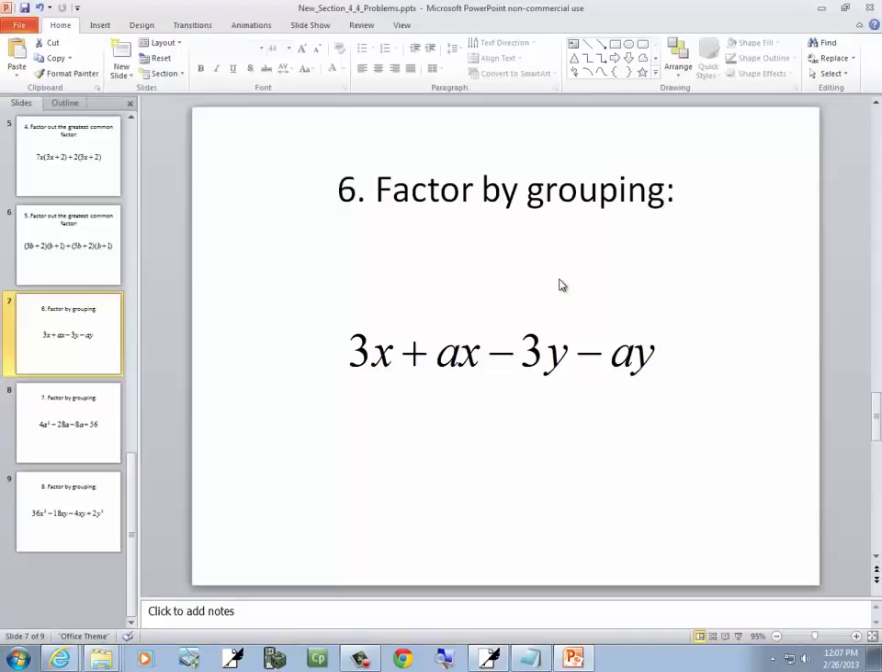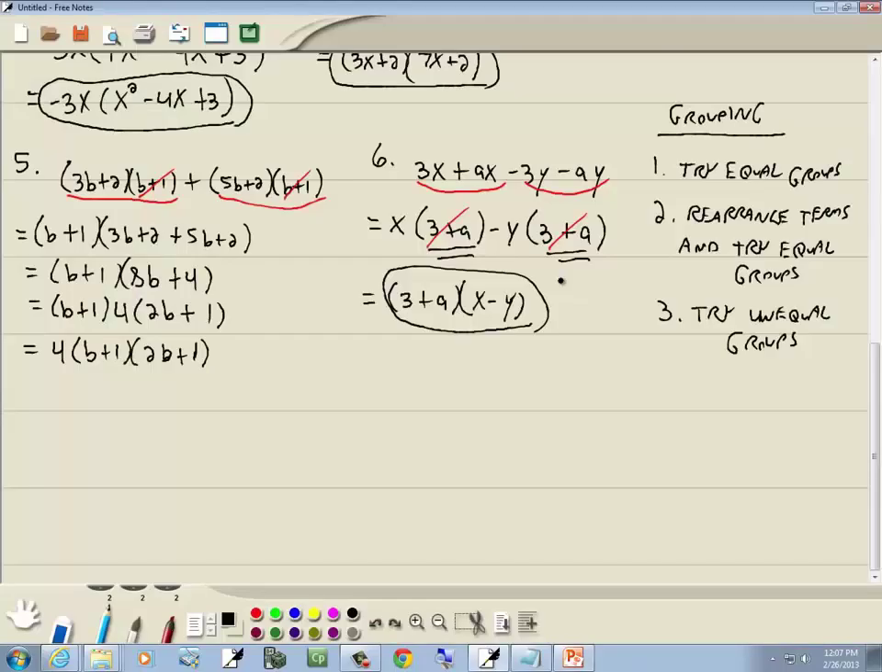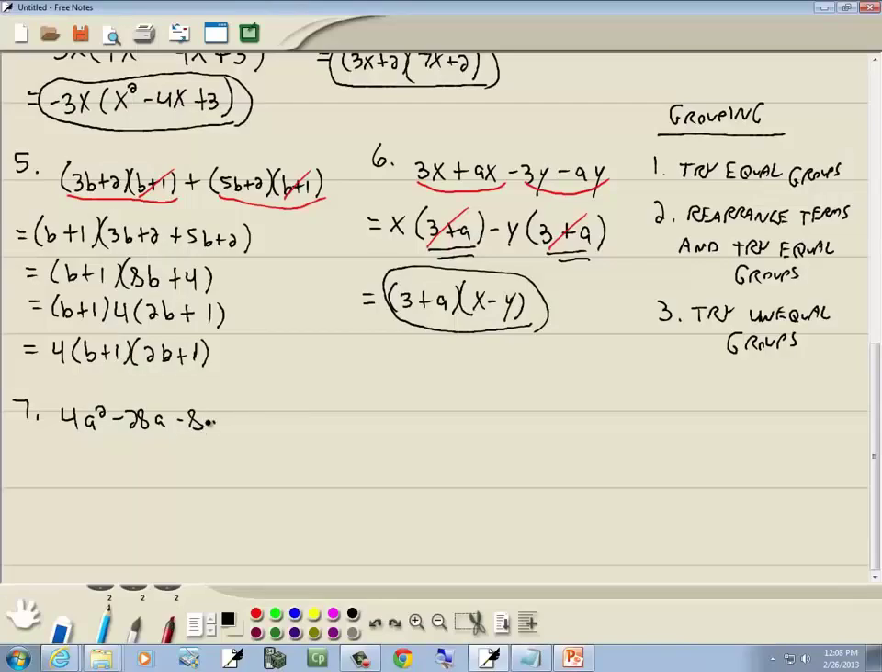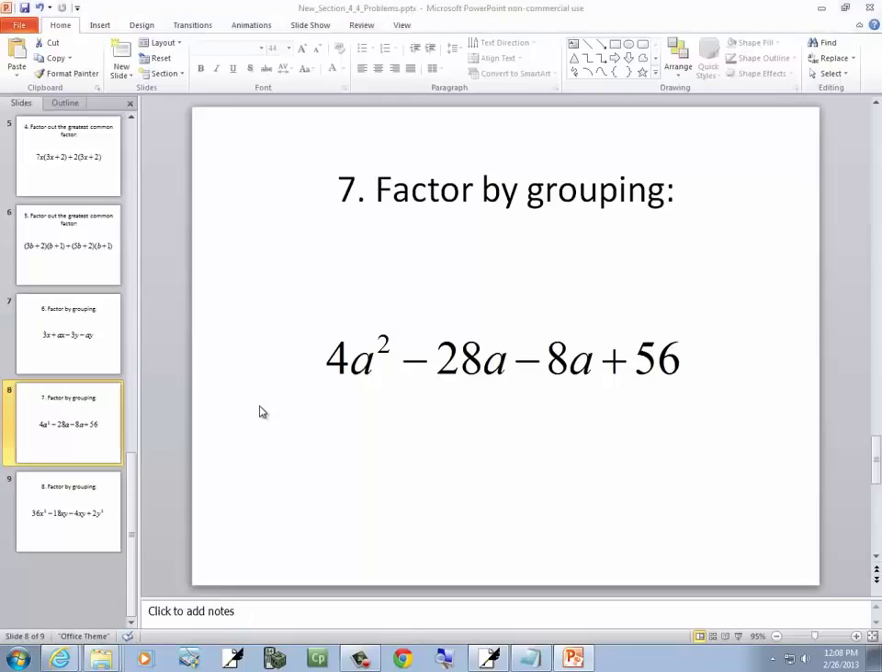Yeah, probably have room for the next one. So we've got 4a squared minus 28a minus 8a plus 56.